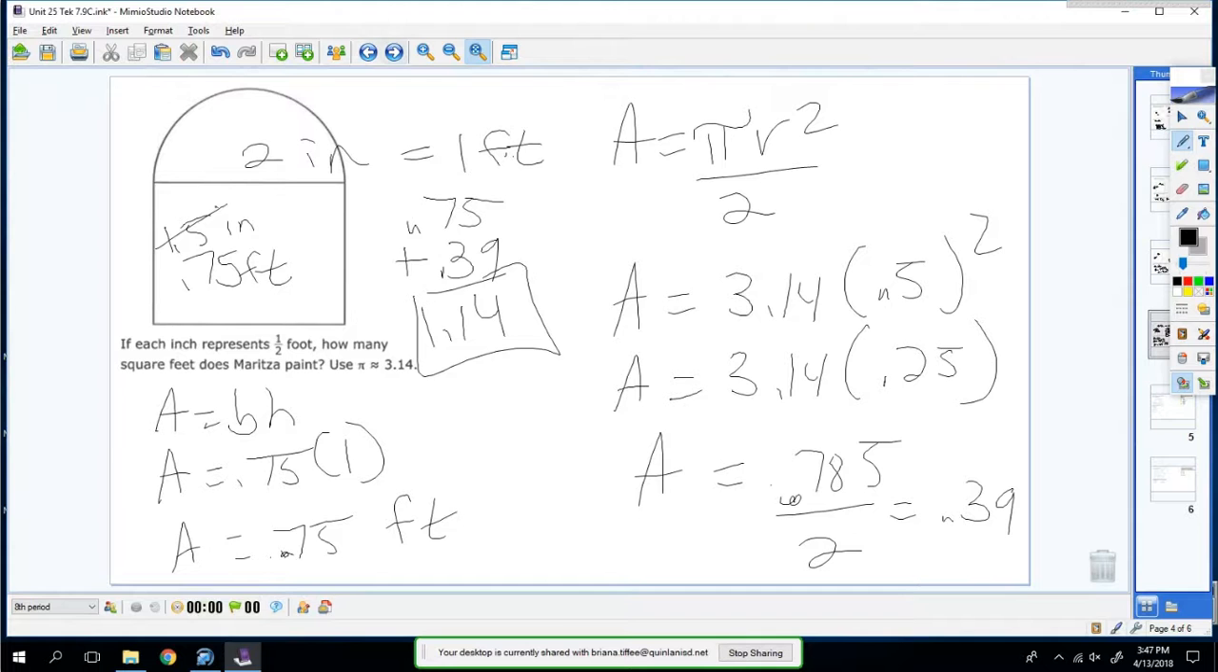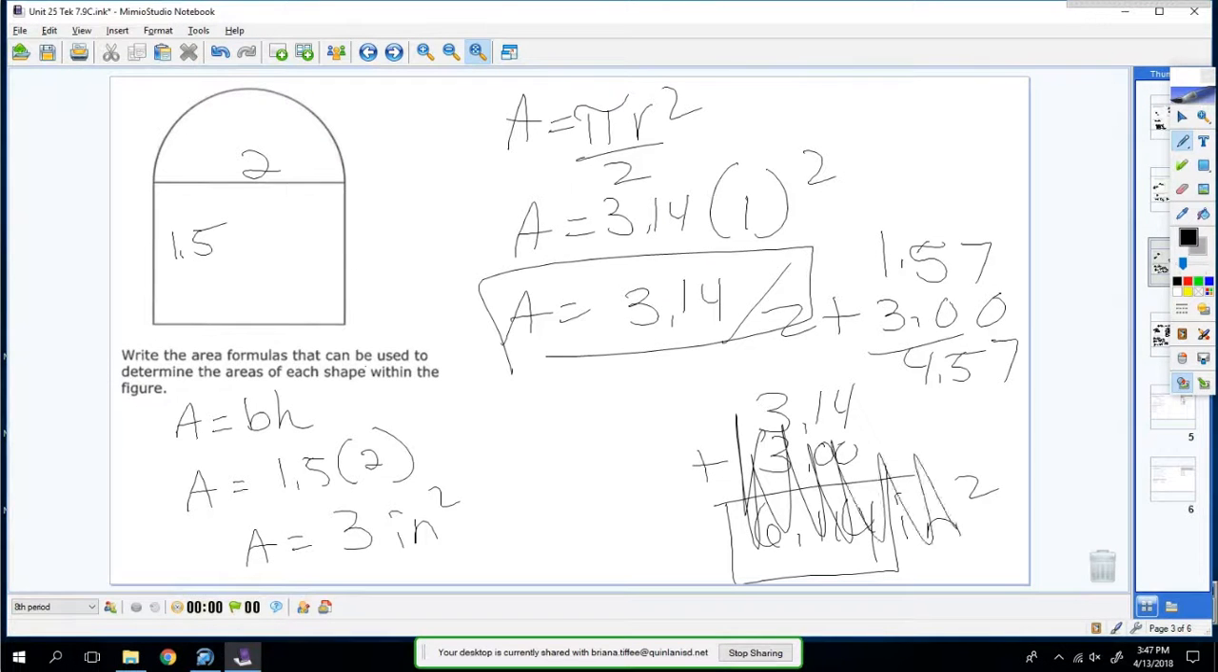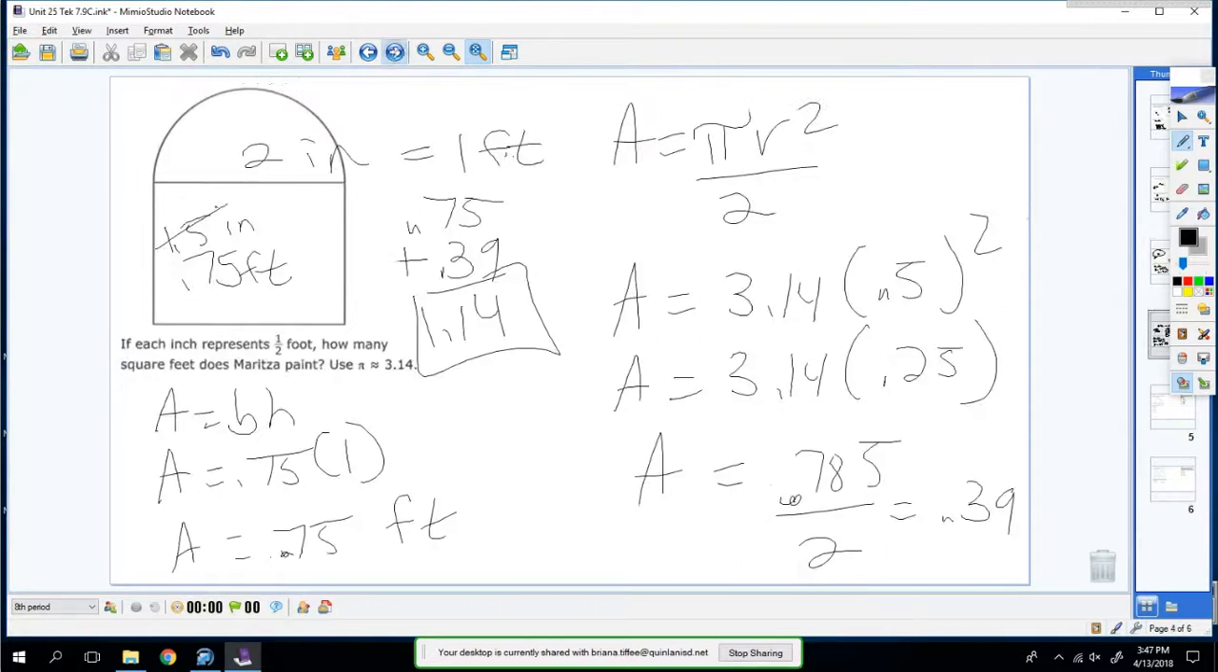All right, and then I made a mistake on this one earlier. Since it's a semicircle, you got to divide by 2. So you're going to do 3.14 divided by 2, which would be 1.57. So you do 1.57 plus 3. And so that'd be 4.57. So that will actually be your area. So don't make the same mistake I did. Always make sure that you write down divide by 2 if it's a semicircle.